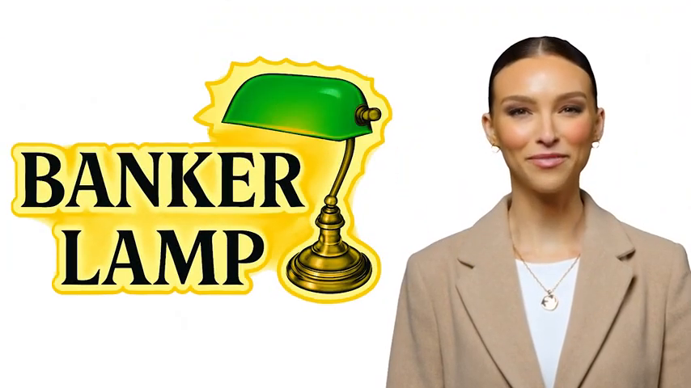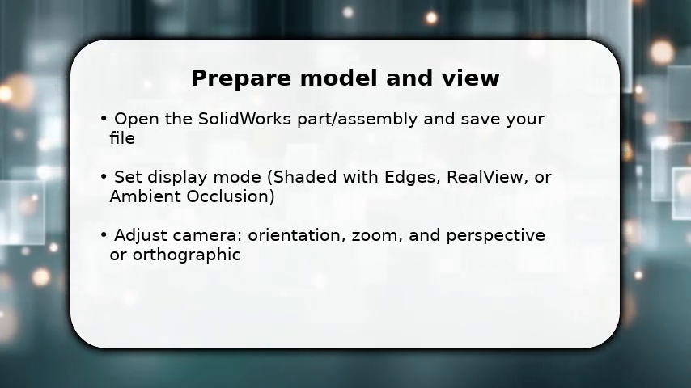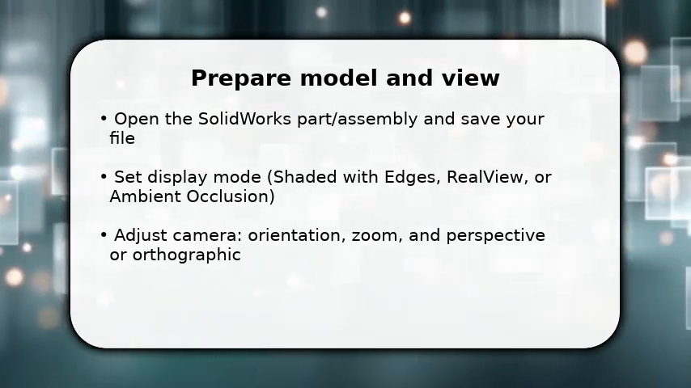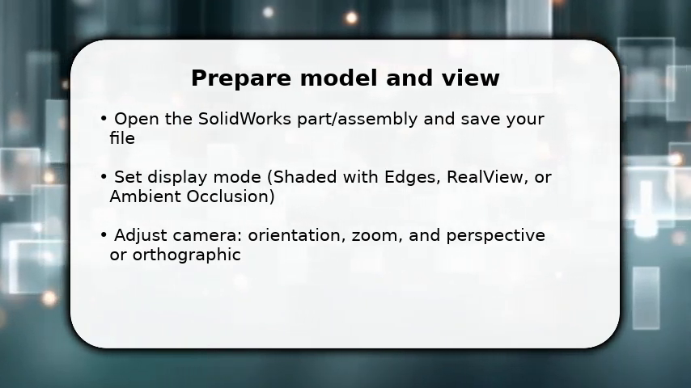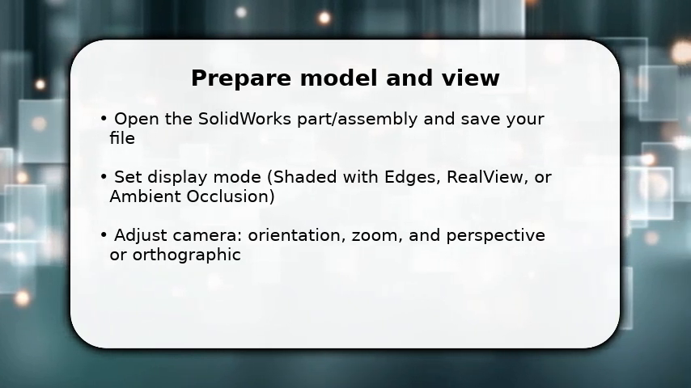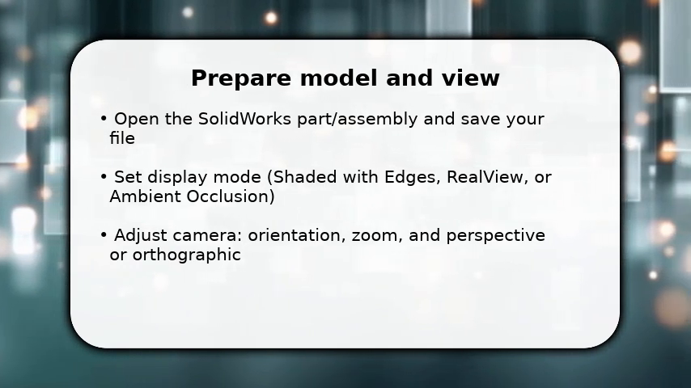You start by opening the part or assembly and positioning the view exactly how you want it captured. Once done, set display options like shaded with edges or real view for realistic appearance. These affect reflections and clarity. Make sure to enable ambient occlusion for depth if needed.